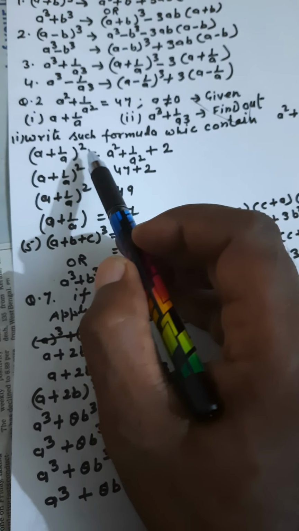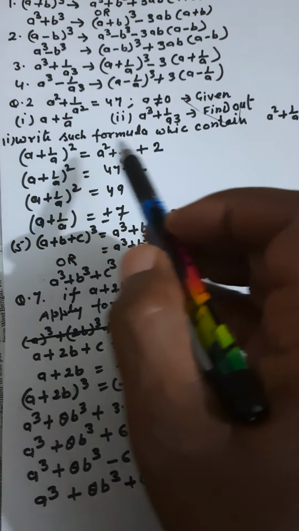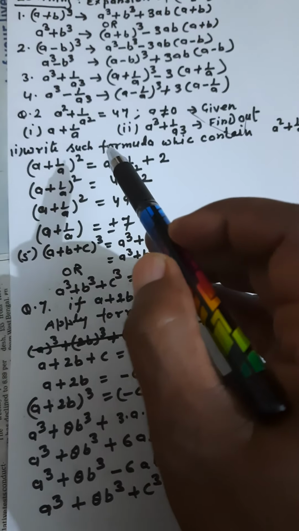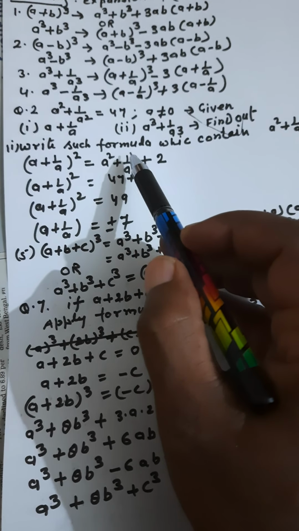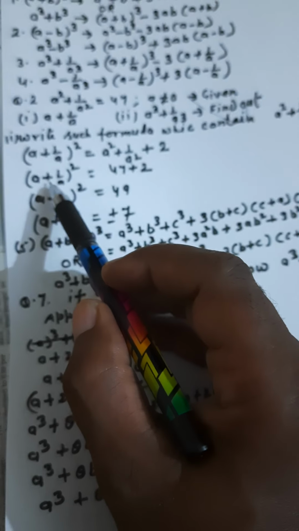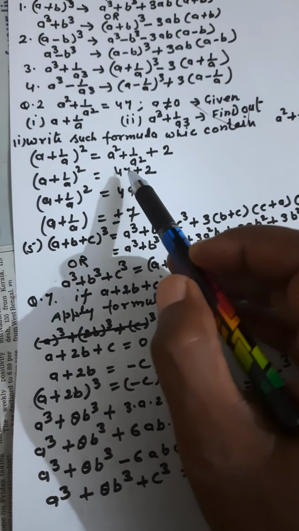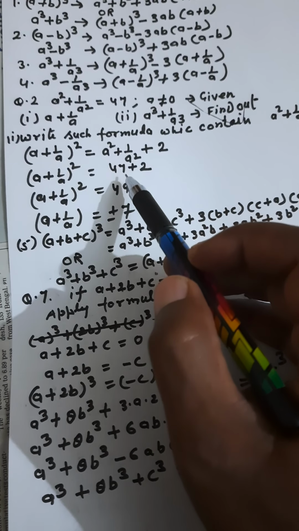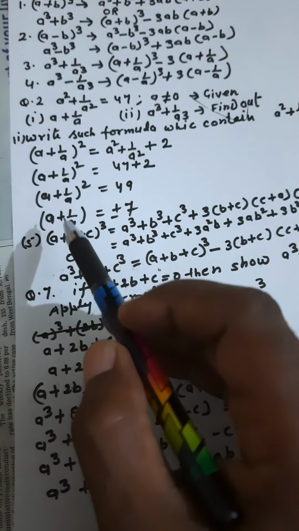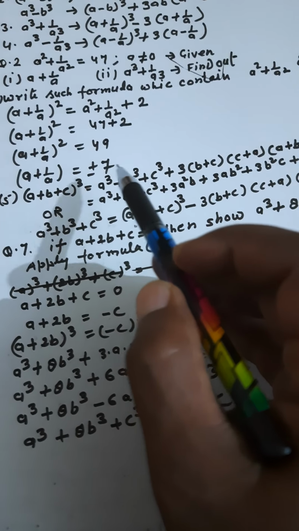(a + 1/a)² = a² + 1/a² + 2. So in this formula, a + 1/a is present and a² + 1/a² is also present. So the value of (a + 1/a)² = a² + 1/a² + 2 = 47, which is given, plus 2, it will become 49. And the value of a + 1/a is equal to plus minus 7.